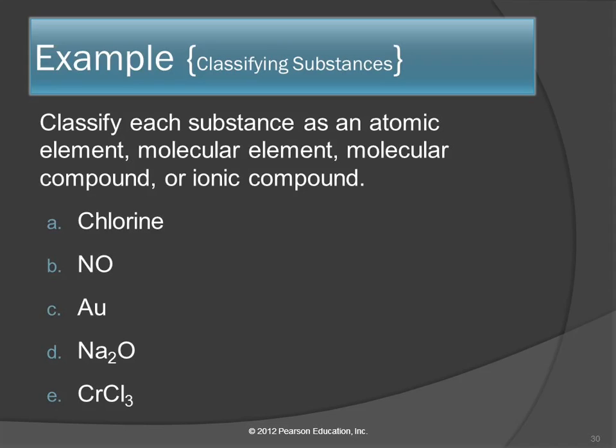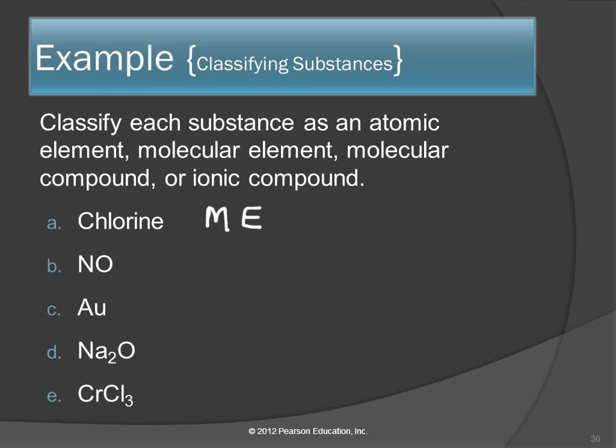Okay, so let's practice classifying substances. The choices are atomic element, molecular compound, or ionic compound. So letter A, chlorine. What's that one? First of all, element or compound? It's an element, so we'll give it an E. Is it molecular or atomic? Horses need oats for clear brown eyes. It's molecular. It's one of the 7, so that's a molecular element.